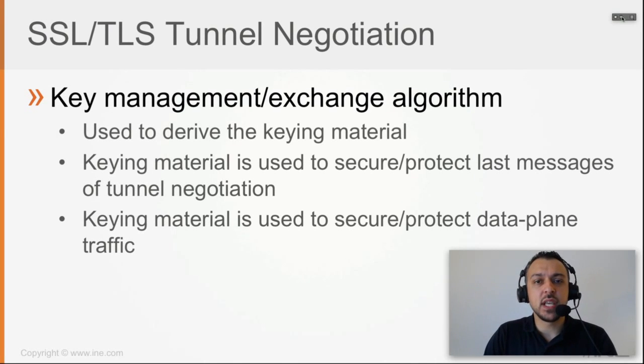So just like in the case of IPsec VPNs, in an SSL TLS session, after we negotiate the SSL or TLS version, then we're going to negotiate the algorithm used to derive the keying material. And once the key material has been derived, then those secure keys are going to be used to secure the last messages of the control plane negotiation, and also afterwards, once the SSL TLS tunnel is being built, also the data plane, which is traffic being sent actively over that SSL TLS tunnel.